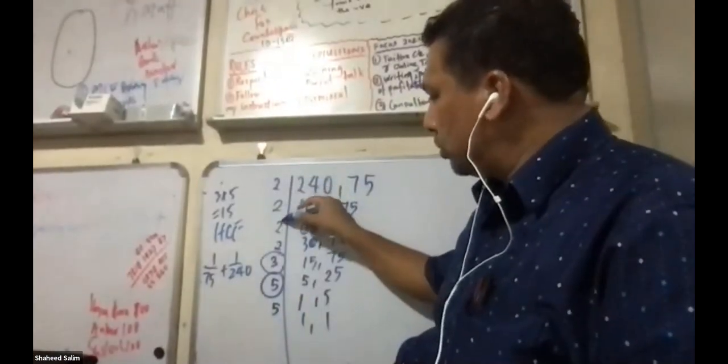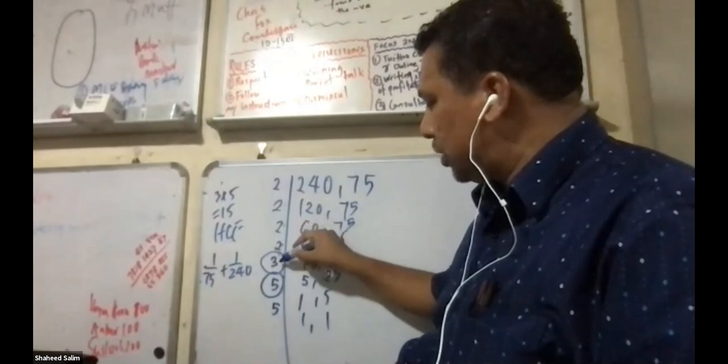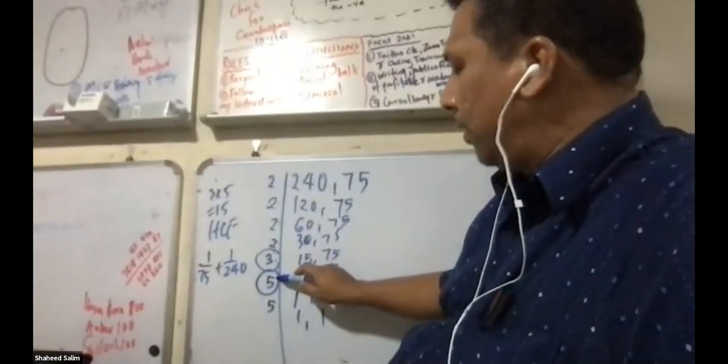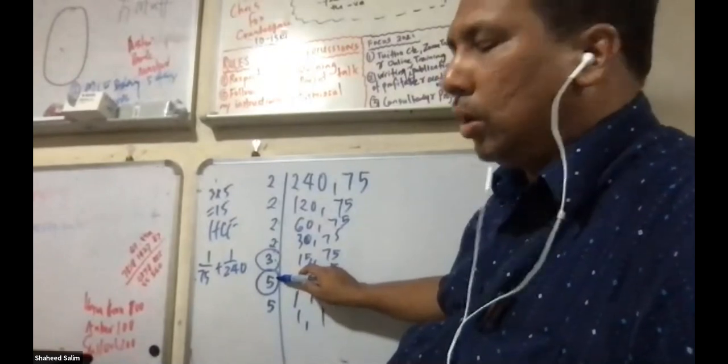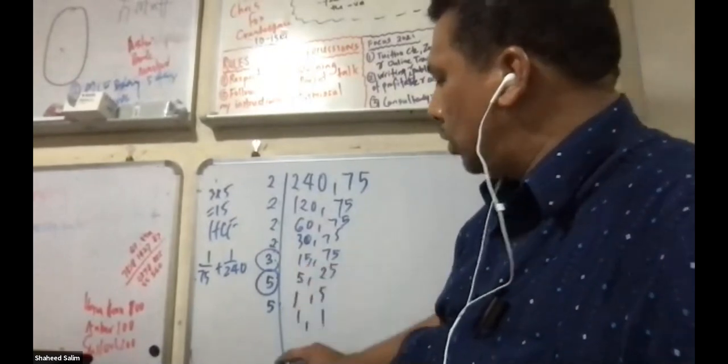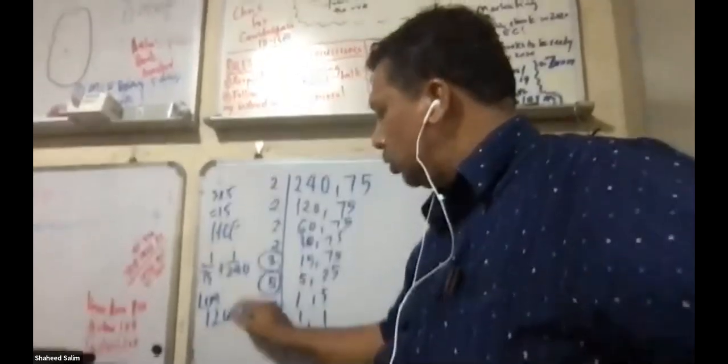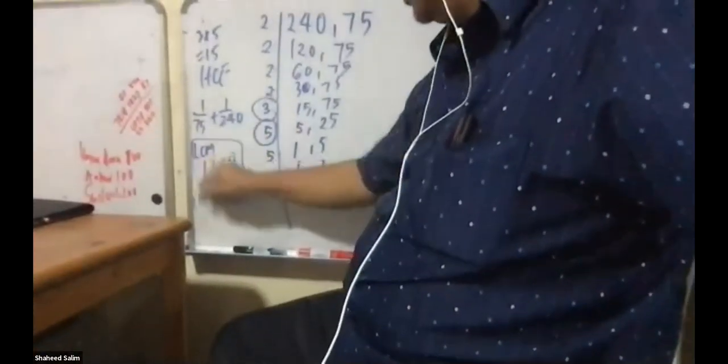2 times 2, 4. 4 times 2, 8. 8 times 2, 16. 16 times 3 is 48. 48 times 5 is 240. 240 times 5 is 1,200. So the LCM is 1,200.